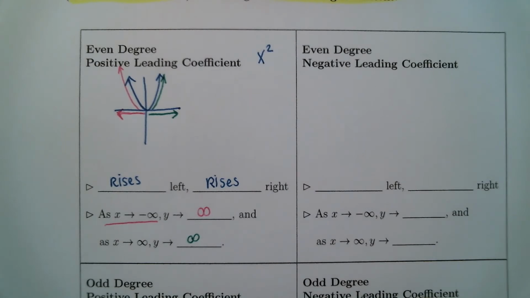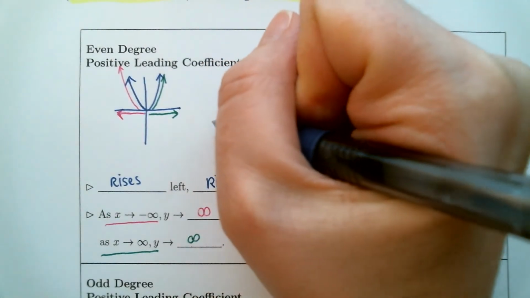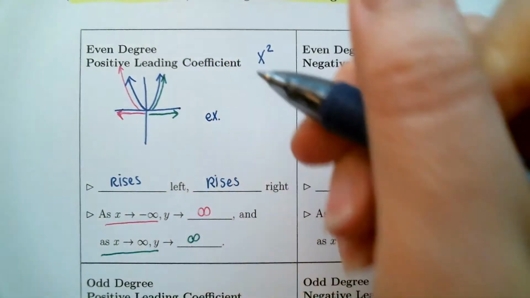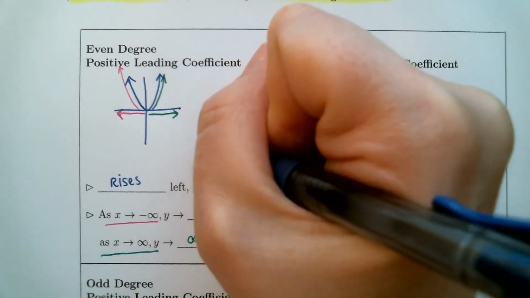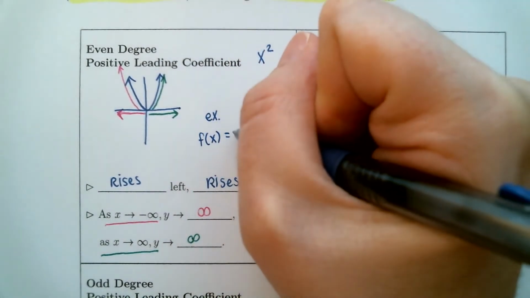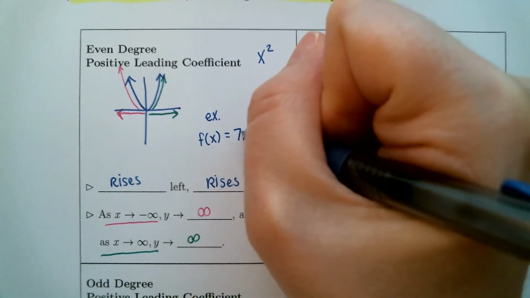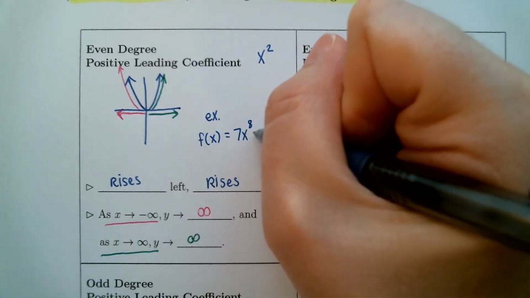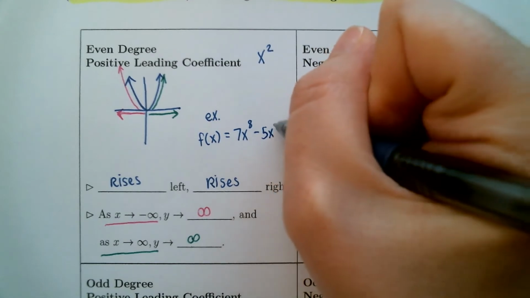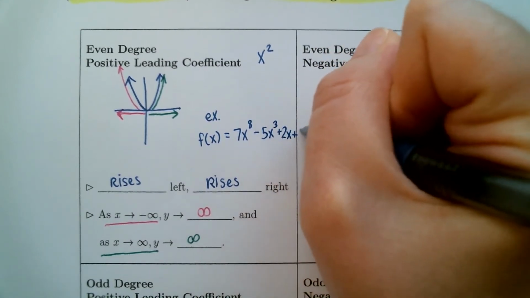So again, end behavior means you're describing what's happening at the endpoints, and you can talk about it in everyday language or give a more mathematical model. The whole point of this is, let me give you an example. This is totally made up. If I gave you the polynomial function 7x to the 8th power minus 5x to the 3rd plus 2x plus 1.